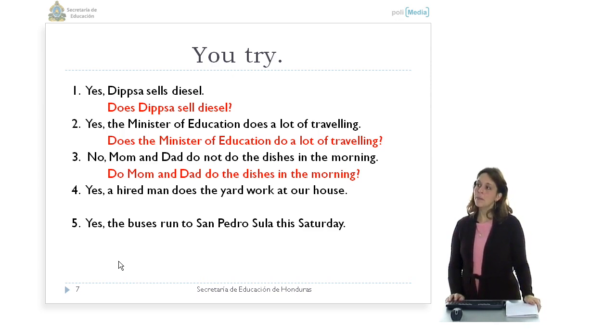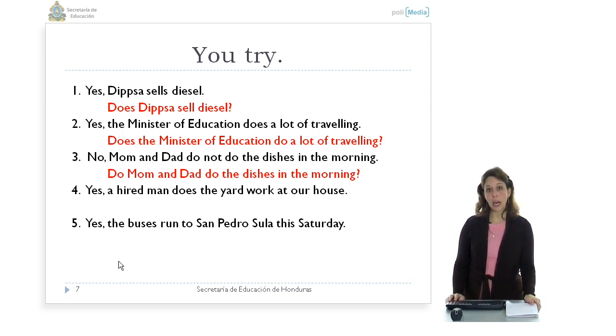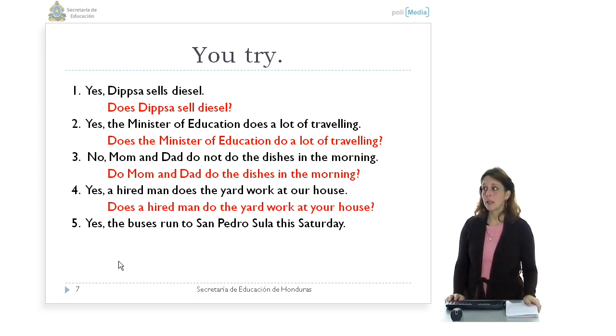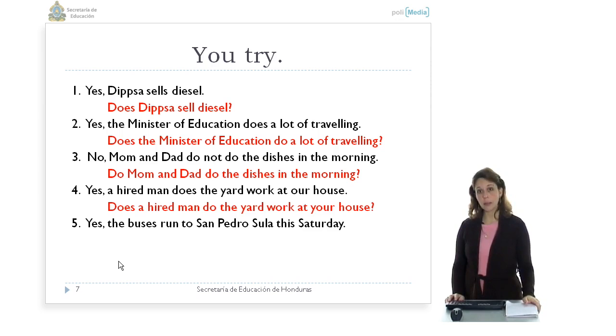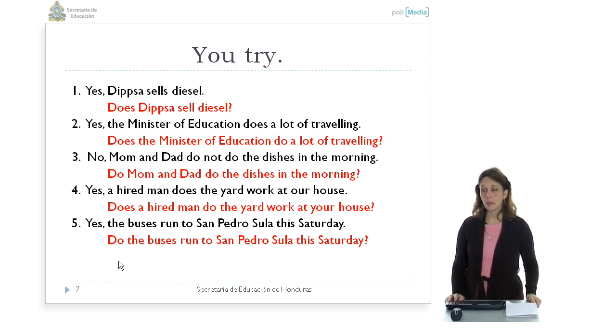Yes, a hired man does the yard work at our house. Does is there. Does a hired man do the yard work at your house? We have to put in the word do. Yes, the buses run to San Pedro Sula this Saturday. Do the buses run to San Pedro Sula this Saturday?